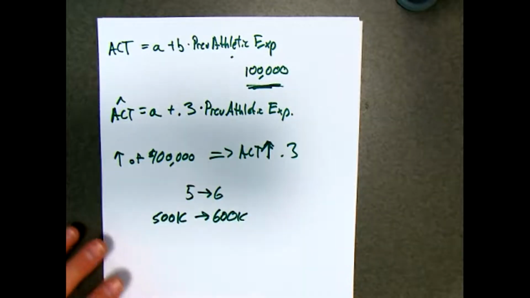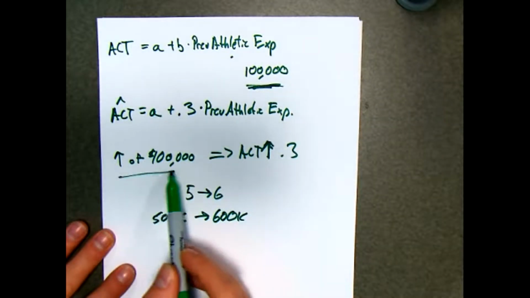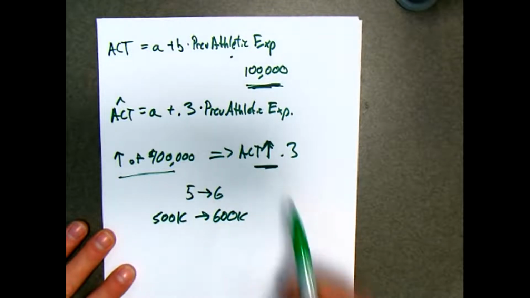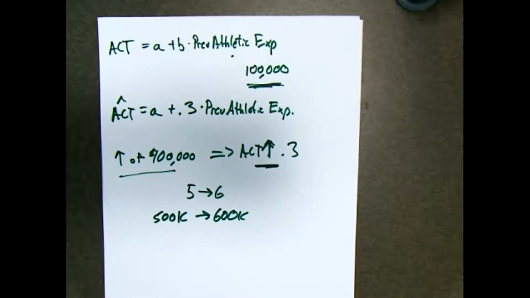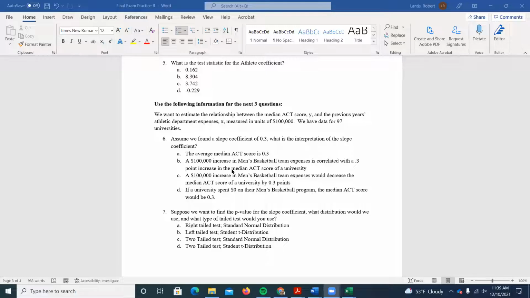So an additional $100,000 spent on the program, because that's 1 unit here, would lead to the incoming freshman class's ACT going up by 0.3. Okay. So a $100,000 increase in men's basketball expenses correlated with a 0.3 point increase in the median ACT, that would be the answer here. Okay.